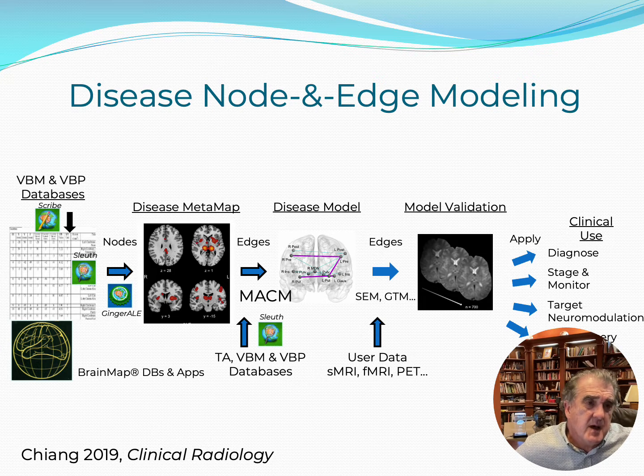The next step in this approach has been recently reported by Florence Chang, who used this disease node and edge modeling strategy to develop a resting state functional MRI biomarker of gray matter alterations in multiple sclerosis. A patent's been filed for this, which is pending now. But the approach is shown here in this pipeline: the VBM and VBP databases are used to provide disease nodes as a disease metamap. Edges are provided through MACM, and then this model is formalized using structural equation modeling and can then be validated out of sample in primary data. This also has been published by Chang.